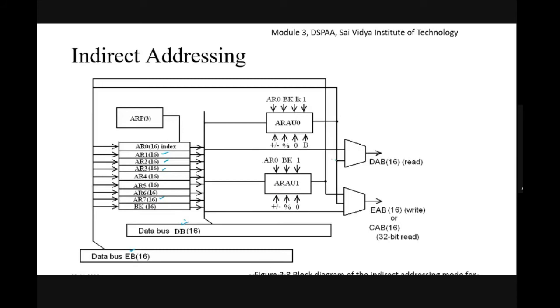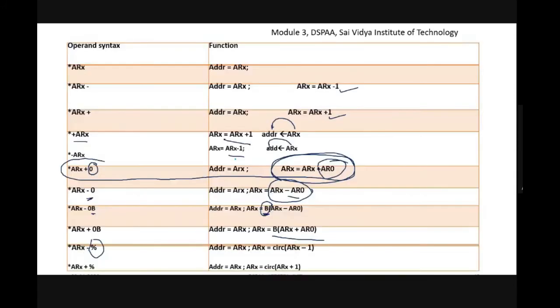Then later, the data, after computation, will be transferred, whether it will be read or written, with the help of the data address bus or program address bus. Sorry, data address bus. One is for the read operation and the other one is for the write operation. A modified version of this, we have also learned with respect to dual data memory addressing. That is another type of indirect addressing method that we have learned.